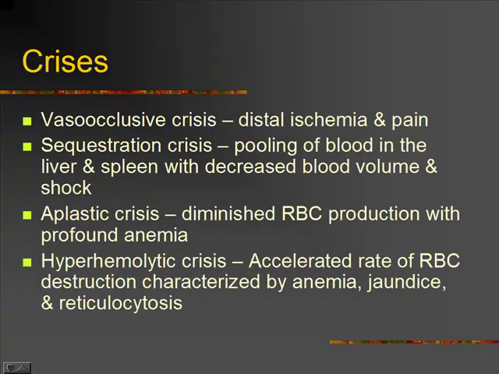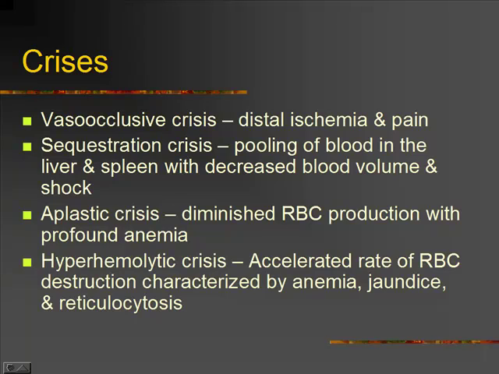Now, in a crisis, we can have the vaso-occlusive crisis, and that's where you get ischemia and pain. Pain is the biggest problem that we're trying to control in the hospital usually. Distal from those areas that have gotten occluded. We can get a sequestration crisis, and this is our hepatosplenomegaly. So the spleen and the liver pool with blood. And you can become hypovolemic.